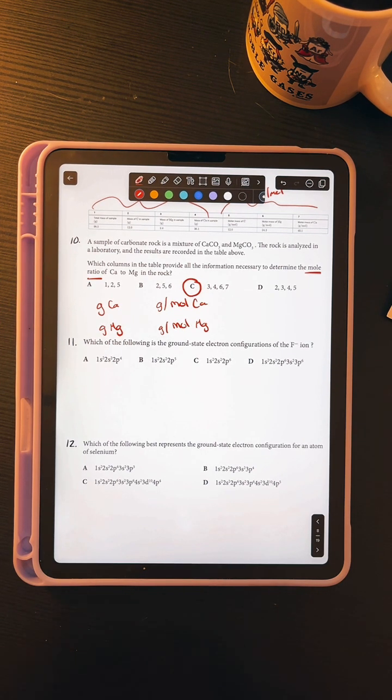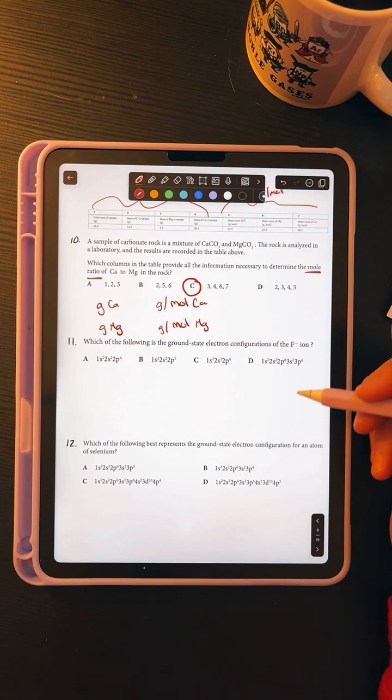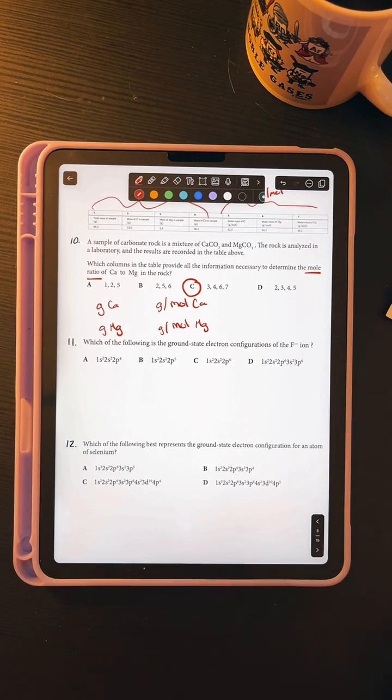All right, we're going to get into some electron configurations now, it looks like. So these will be fun.